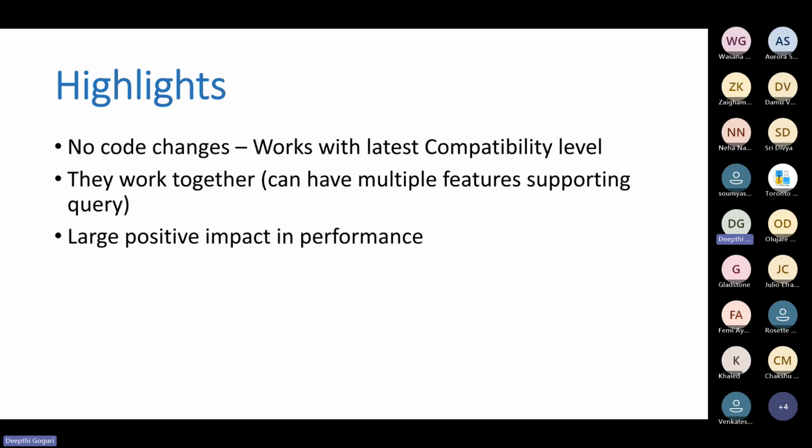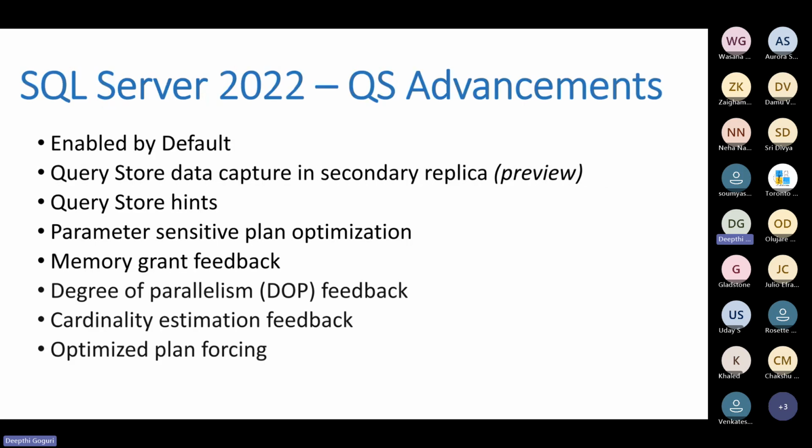So what are the highlights of these IQP features? You do not have to make any code changes. All you have to do is make sure the database is on 2022 compatibility mode. And once you upgrade that, all of these IQP features will work together. It is not like when one IQP feature is working, the other will go to sleep, but these all can work together. And all of these IQP features can improve the performance of your queries as well.